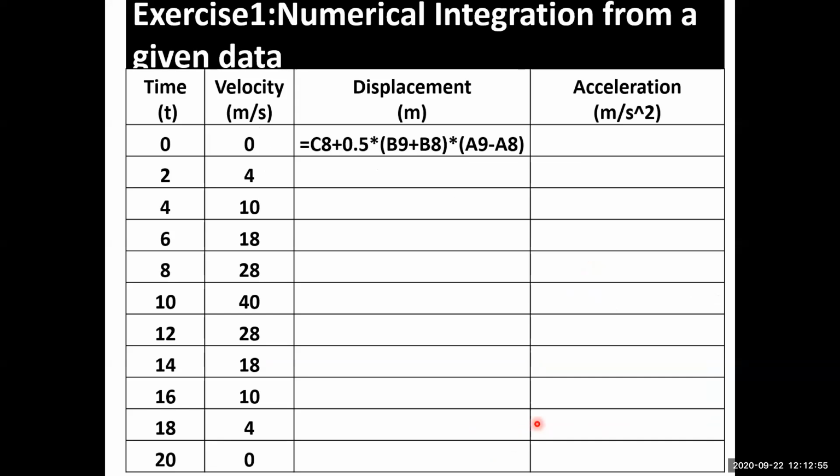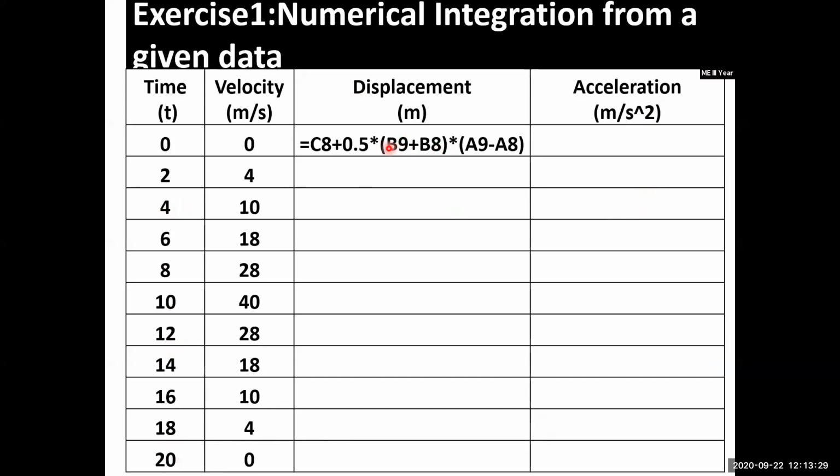Here the data value is given. The data value is nothing but the velocity, and the time value is given. You have to find the displacement and acceleration of one particle or object moving with some velocity, and at a particular location you have to find the total displacement and the acceleration at that particular moment. Maybe 4 seconds, maybe 12 seconds, or maybe the 28th second. You just have to find the displacement and acceleration using the numerical integration method.